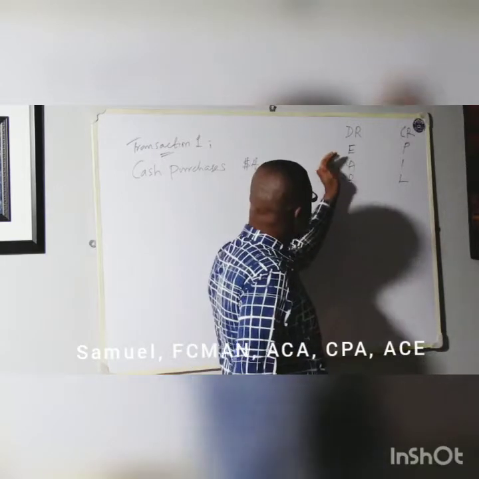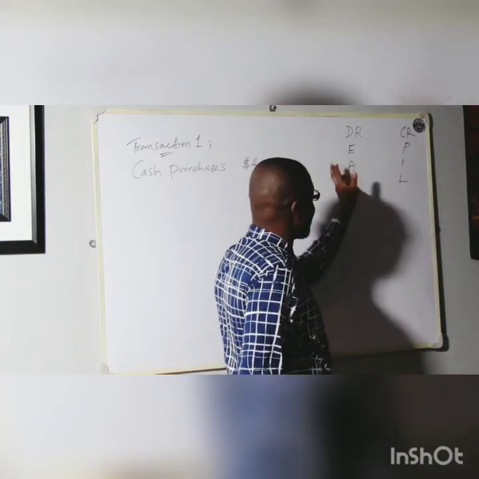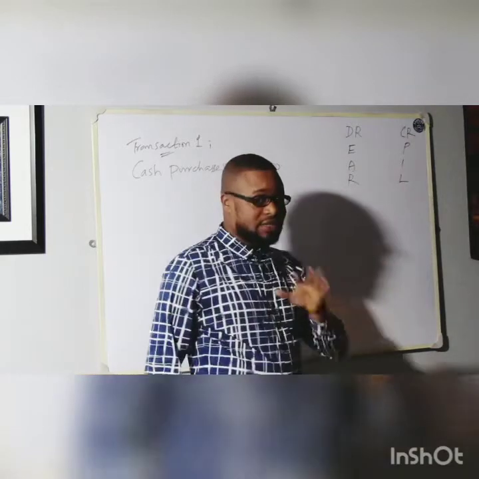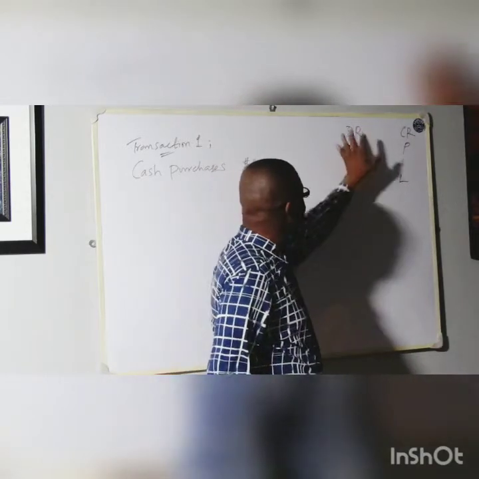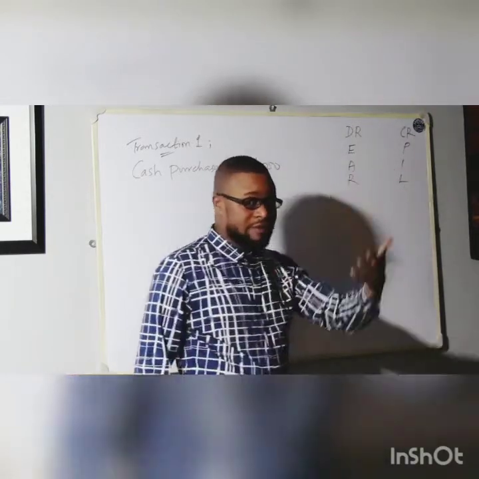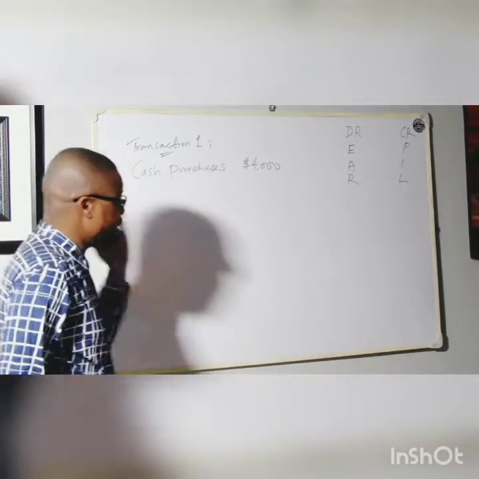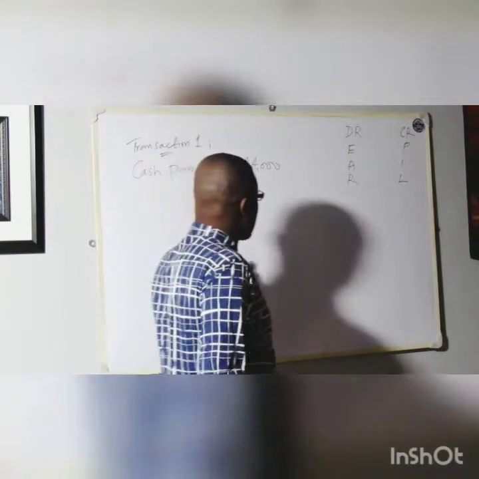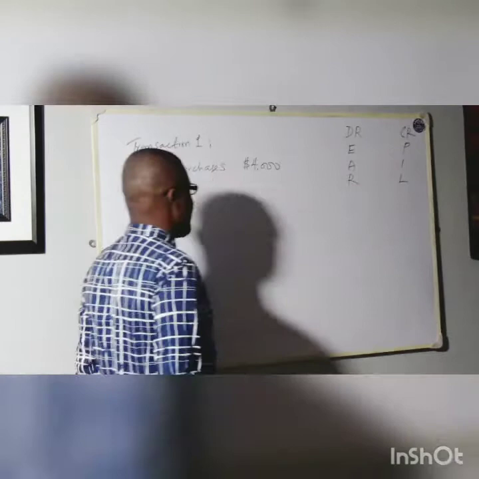This is the model of PILL. Everything that is here comes on the debit side, and whatever is PILL appears on the credit side. So here is expenses, assets, and receipts, and PILL is payments, incomes, and liabilities. Let us see how we can test the application of this rule to the following transactions.